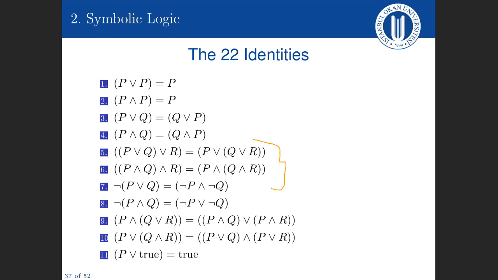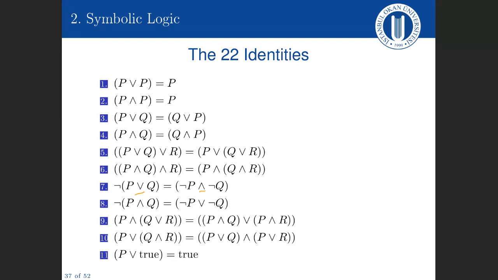Likewise with 5 and 6. If we have 3 propositions P, Q, and R, it doesn't matter which order we calculate ors or ands. P or Q or R is the same as P or Q or R, and the same for and. If I have something like not (P or Q), I can take the not inside the bracket, but the symbol or needs to change to an and symbol.